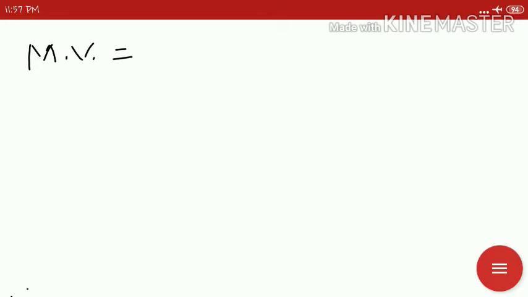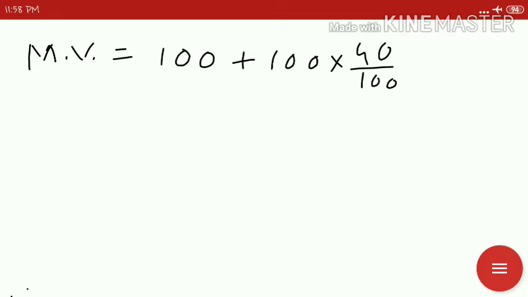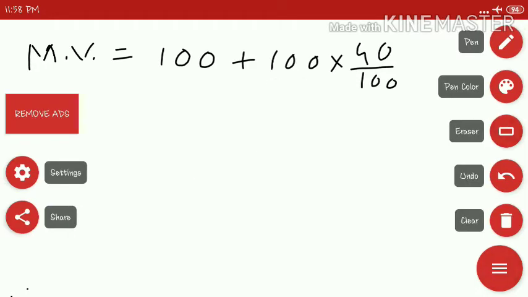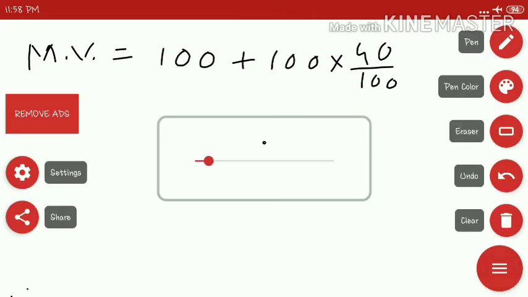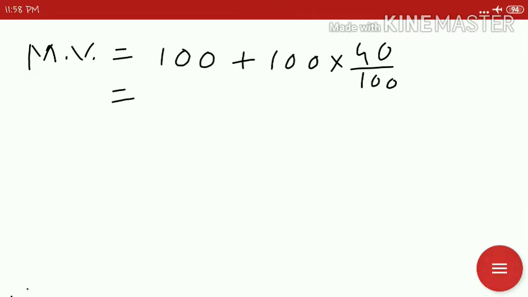So the market value can be calculated: rupees 100 was the face value, and on that face value, 40% premium, that means 40% extra. That's why I put the plus there. The 40% should be calculated on the face value. So I have taken the 100, which is the face value. So 100 into 40%, that is 40 by 100. Now if I calculate this, you get rupees 140. That is the market value of each share.